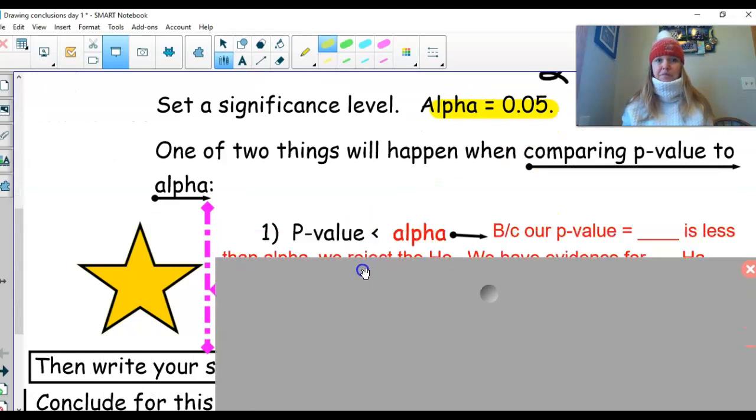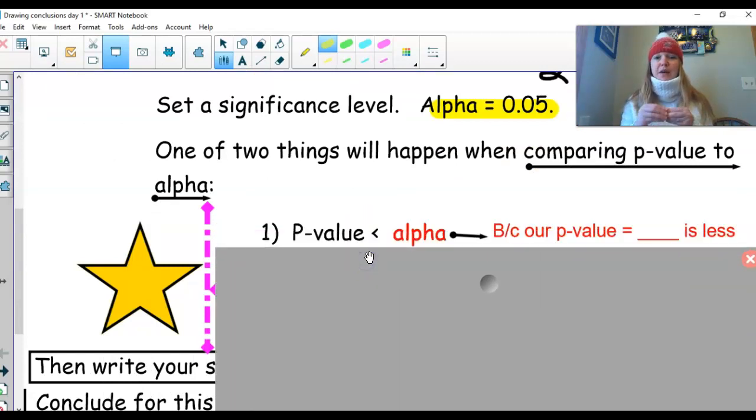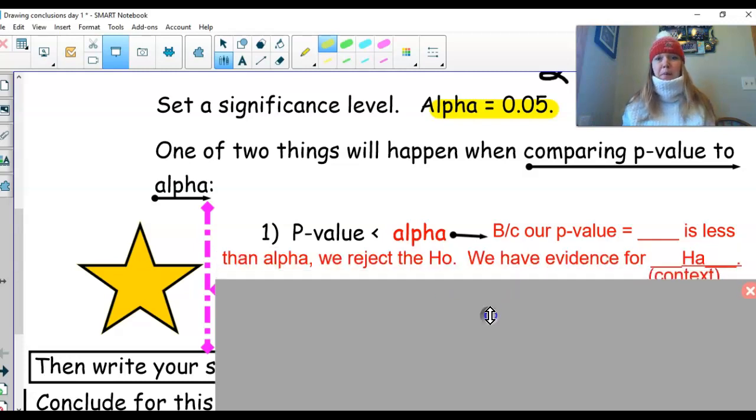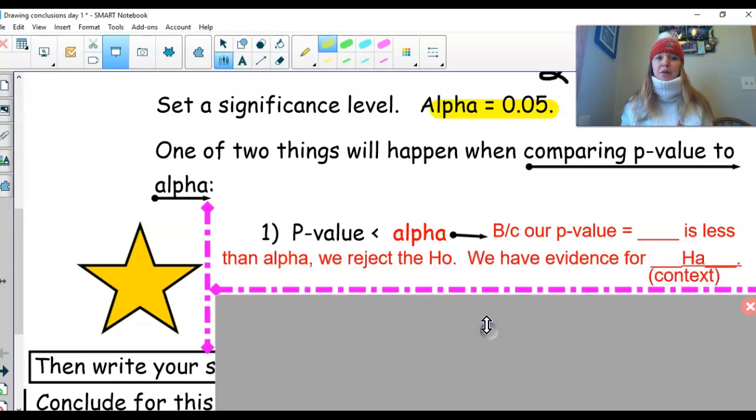If your p-value is less than alpha, we state the conclusion a certain way. So I want you to pause the video and write down this sentence, then come back and I'll explain what it means. Here is the sentence that we use. Pause right now, write the sentence down, then come back.